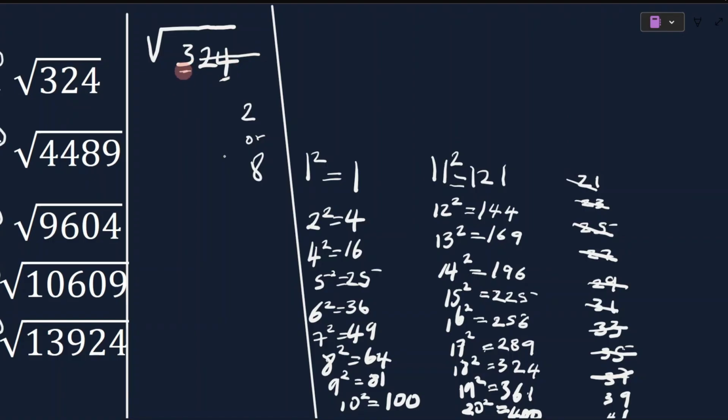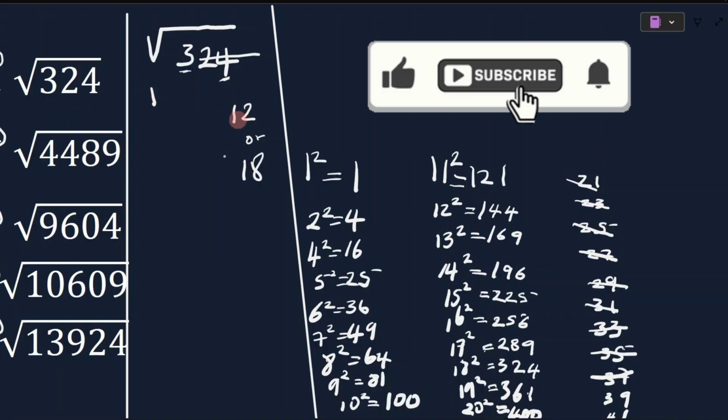Now we ask ourselves, what number can we square that will give us a number that is very close to 3 but not more than 3? If you look at our squared numbers, 2 squared will give us 4 and 4 is more than 3, so it can only be 1 squared. So the answer is 1. So definitely our answer is either 12 or 18, by adding this 1 in front of them.